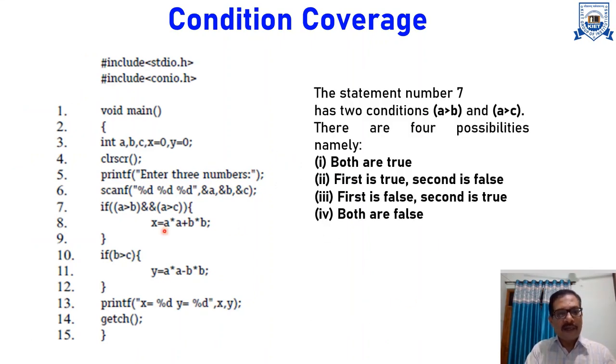If you look at this condition here in line number 7, a is greater than b and a is greater than c, so there are two conditions. So there will be 4 possibilities here. The first possibility is both are true, a is greater than b, a is greater than c. The second possibility is the first is true, the second is false. The third possibility, the first is false and the second is true. And the fourth possibility is both are false, right?